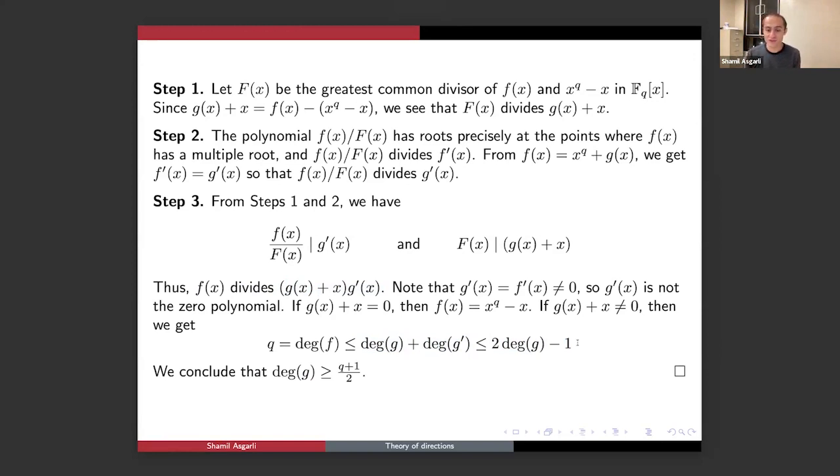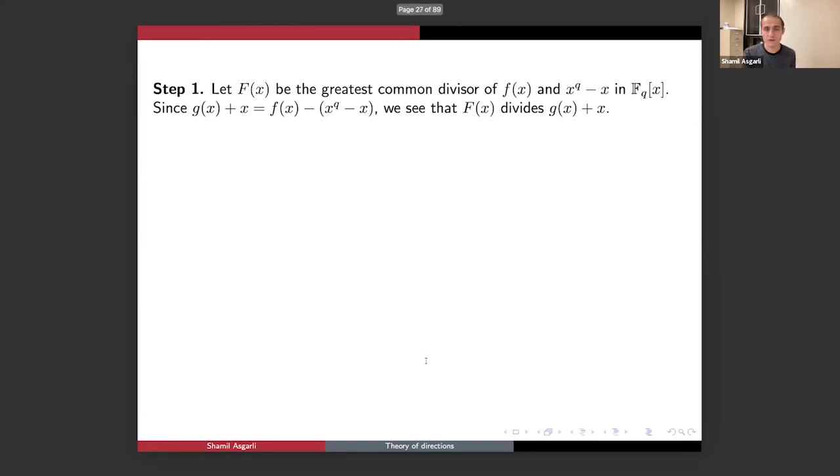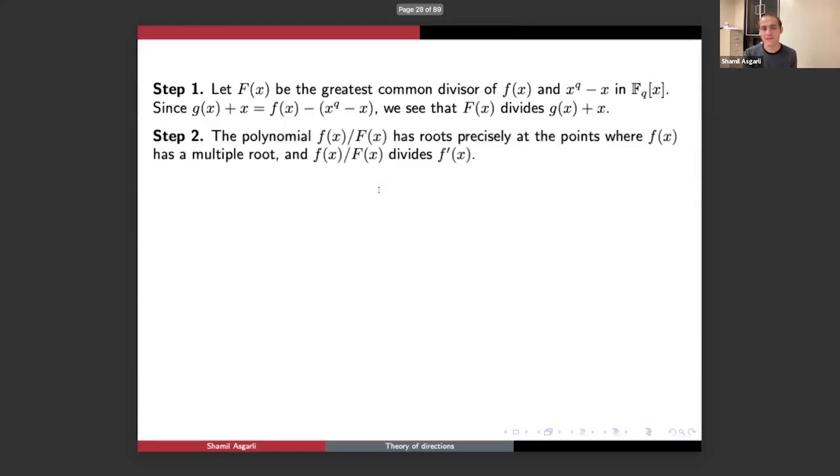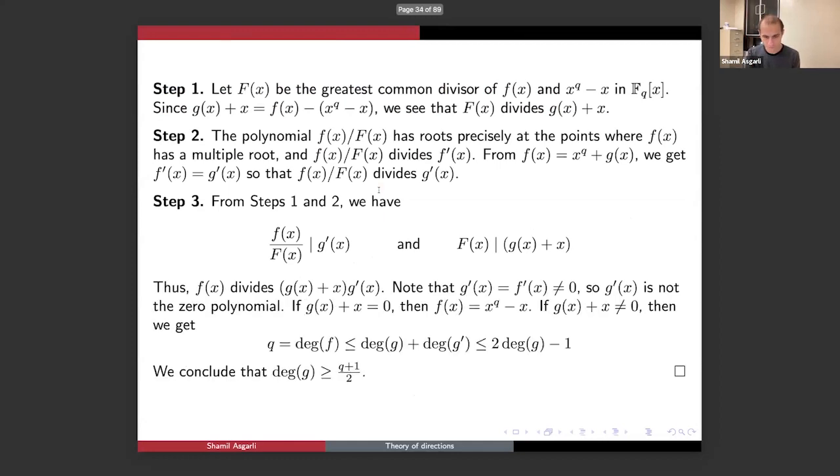And if you just look at what we proved, it follows that degree of g is bigger than or equal to q plus 1 over 2. And that is the proof of the theorem. That was the conclusion we wanted to reach. Just to remind you, that was the theorem that we wanted to prove. That if you have a fully reducible polynomial of this type, then under this condition that the derivative is not 0, then either it is a polynomial of the form x to the q minus x, which is very special, or degree of g is bounded below by q plus 1 over 2. And that's exactly what we proved.